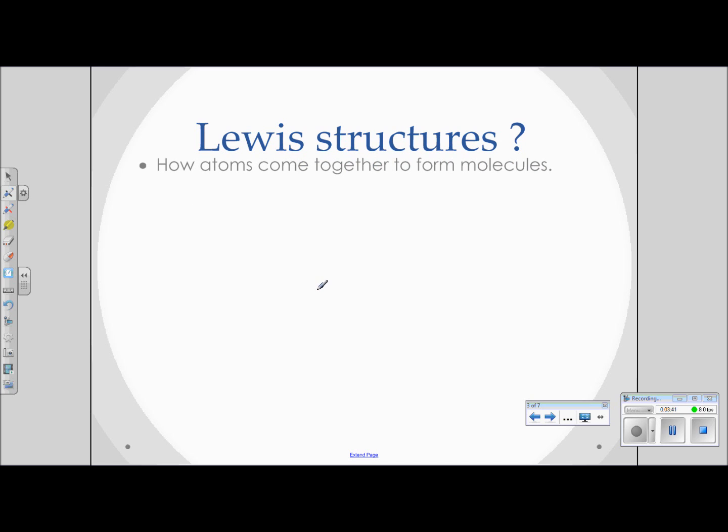Lewis structures is basically how atoms come together to form molecules. And we have to take into account all these rules that we learned in order to be able to write these Lewis structures. We already know how to write the Lewis structures for atoms, such as chlorine having 1, 2, 3, 4, 5, 6, and 7 electrons in the outermost energy level. Now we're going to move on to building molecules, atoms that come together to form neutral molecules.